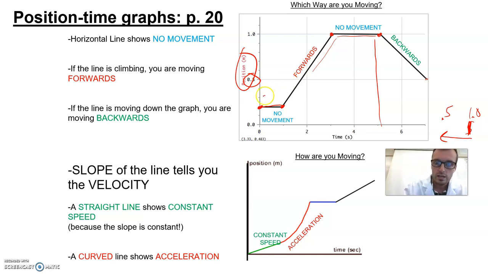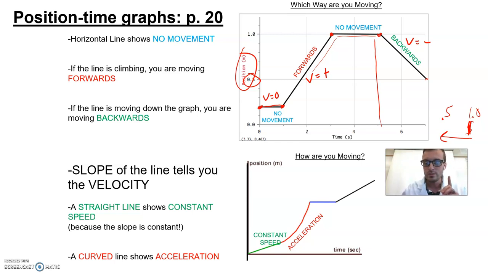So to summarize, here our v is equal to 0 because the slope's 0. Here our v is positive, and here our v is negative. The position time graph tells you about the direction of your velocity, or if you have any at all. But the other interesting thing is that the position time graph tells you about if you are accelerating or not.